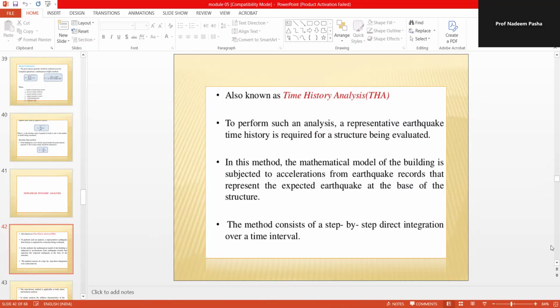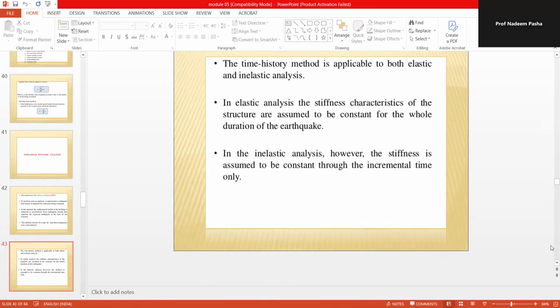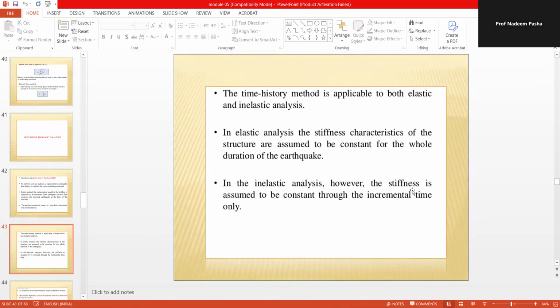In this method, the mathematical model of the building is subjected to acceleration from an earthquake record that represents the expected earthquake at the base of the structure. The method consists of a step-by-step direct integration over a time interval. The time history method is applicable to both elastic and inelastic analysis.